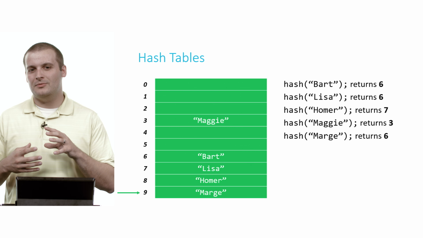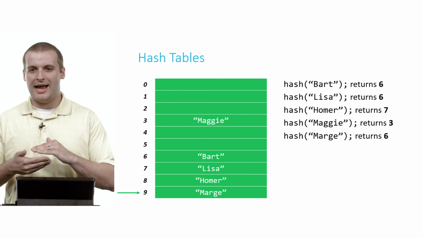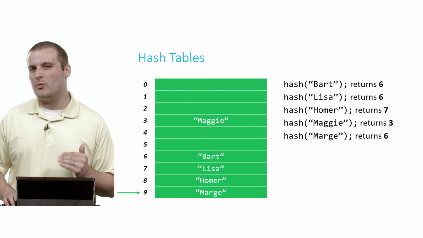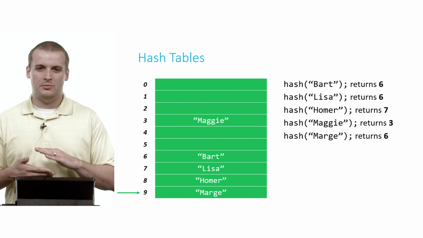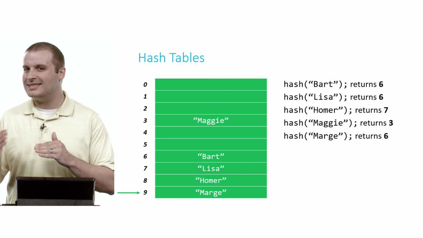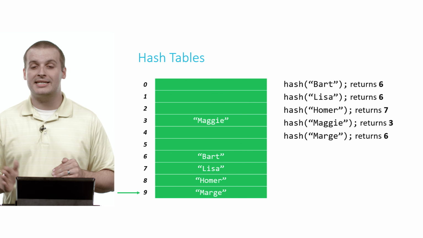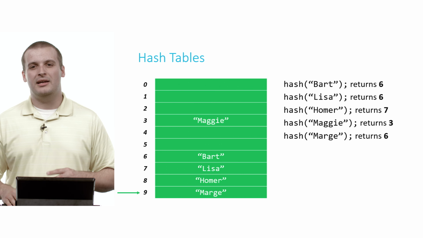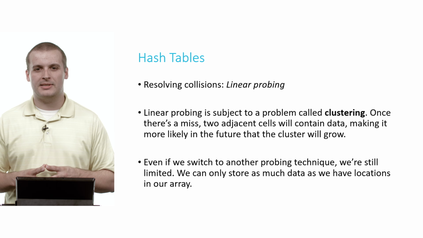Already we can see that we're starting to have this problem where we're stretching things kind of far away from their hash codes, and that theta of 1, that average case of being constant time, is starting to tend a little more towards theta of n, and we're starting to lose that advantage of hash tables.